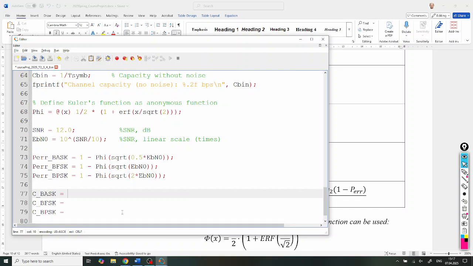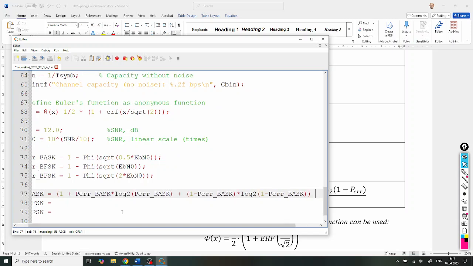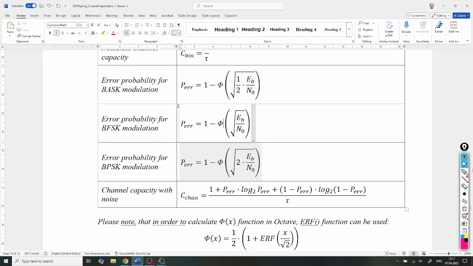let's calculate that as 1 plus PE BASK by log 2 PE BASK plus 1 minus PE BASK by log 2 of 1 minus PE BASK. And all of that needs to be divided by symbol time duration. So if there is no noise, again, this makes perfect sense, yes? If there is no noise, then this entropy is 0, and you are back to this formula.